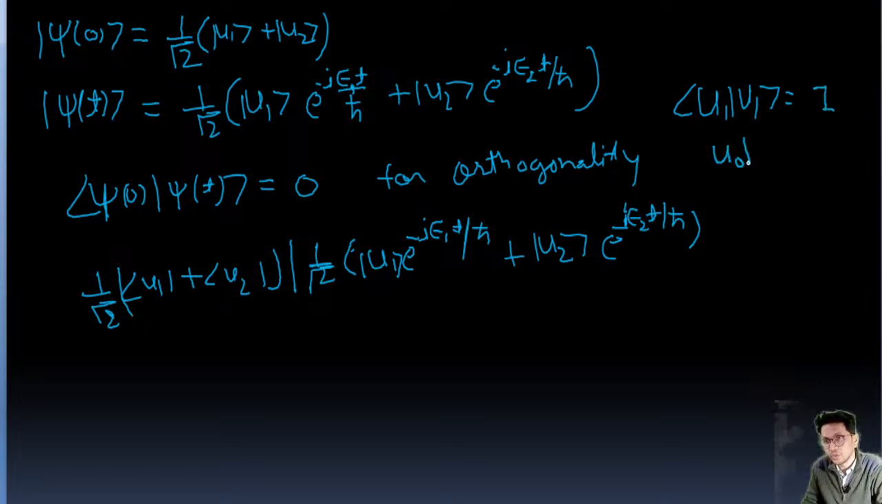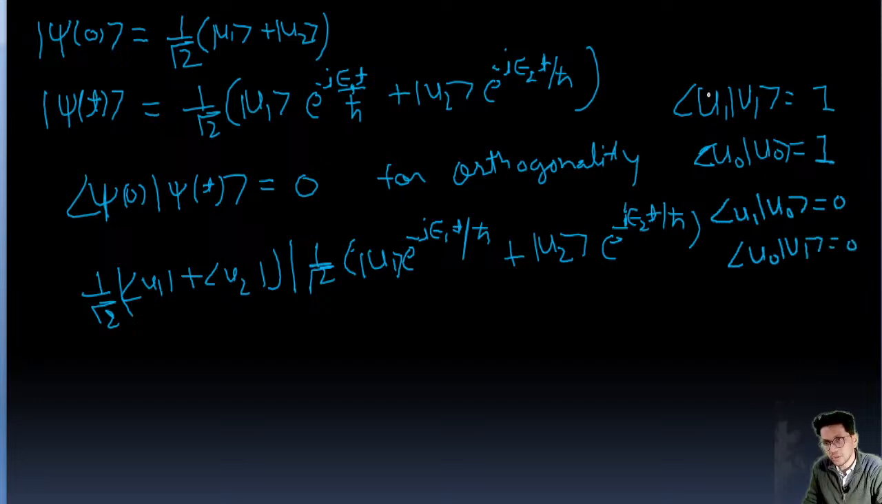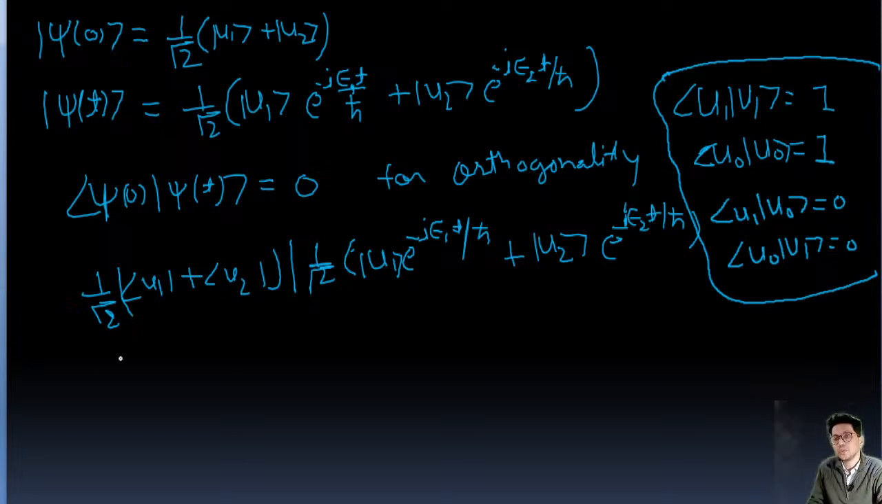Similarly, u0 with u0 is going to be 1, and u1 with u0 is going to be 0, and u0 with u1 is going to be 0. This we know because u1 and u2 are orthonormalized. Okay, so now this is going to be 0, and now we'll operate with this.